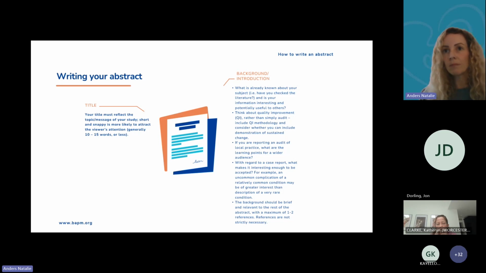research studies. Thinking about quality improvement rather than just audit, you need to include your QI methodology and consider whether you can include a demonstration that you've got a sustained change from your quality improvement project. If you're reporting an audit of local practice, what learning points have you got from your audit? You need to include that you've gained something from what you've done, and we need to see some results.